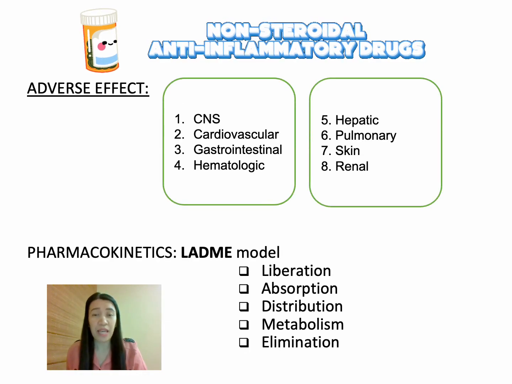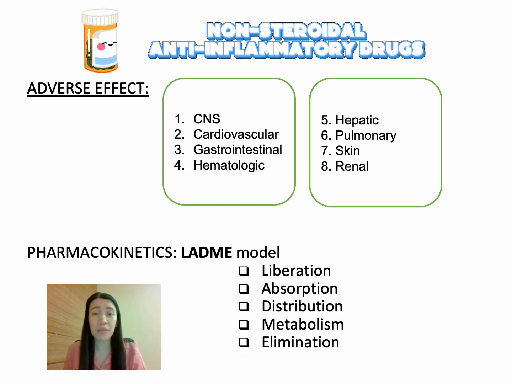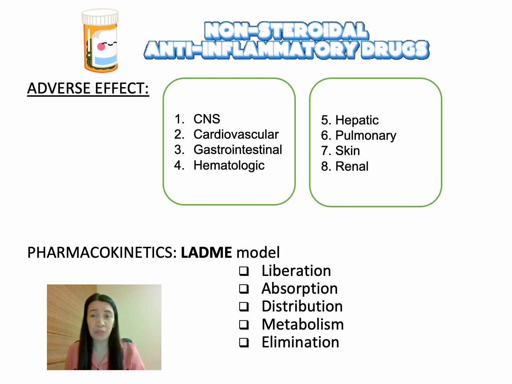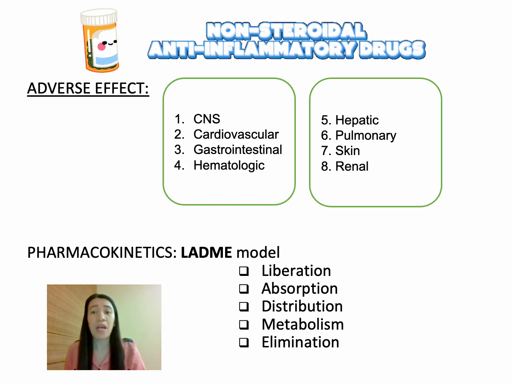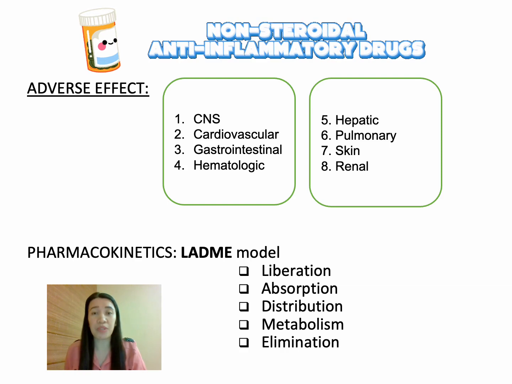NSAIDs adverse effects. In the CNS, it may cause headache, tinnitus, and dizziness. In the cardiovascular system, it may cause fluid retention, hypertension, and edema. Gastrointestinal, it may cause abdominal pain, nausea, and vomiting. Hematologic, it may cause rare thrombocytopenia, neutropenia, and aplastic anemia. Hepatic, it may cause abnormal liver function test results and rare liver failure. Pulmonary, it may cause asthma. In the skin, it may cause rashes and pruritus, and in renal, it may cause renal insufficiency, renal failure, and proteinuria.